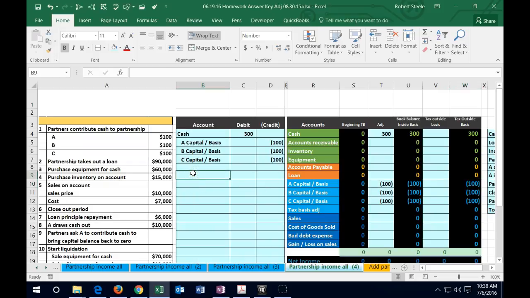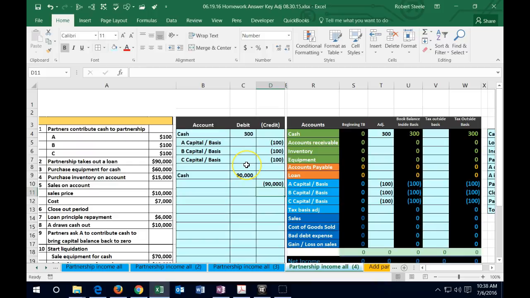Then we have transaction 2, which says the partnership takes out a loan. So that's not going to be enough capital in order to run the business. Let's say we're going to take out a loan at this time for, in this case, $90,000. So we're going to get cash. Cash is a debit. We're going to make it go up by doing the same thing, which is another debit. So we'll debit the cash for this $90,000. We're going to have to credit something for $90,000. Debits need to equal the credits.